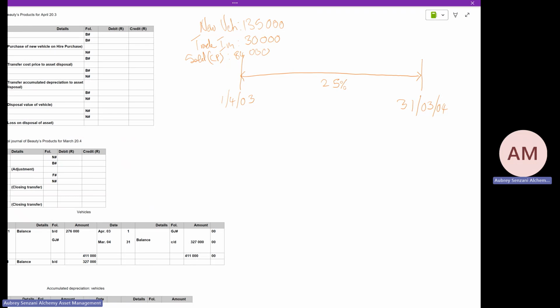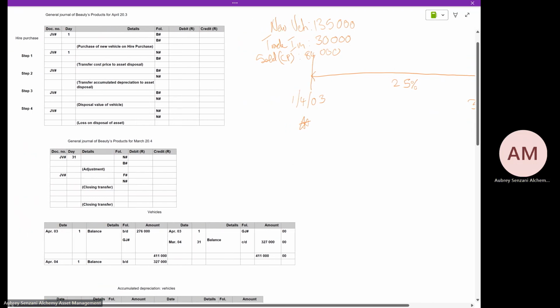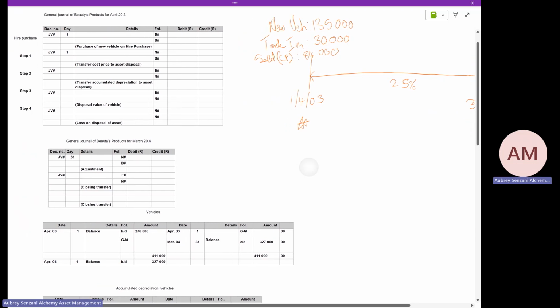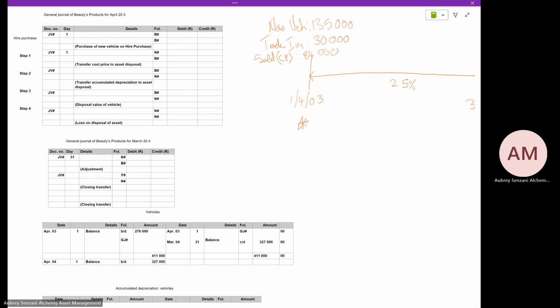So they want us to record in the journals what took place on the 1st and what took place on the 31st of March. I've been saying May, but that's March. So here, you obviously have to start with what happened on the 1st. The easiest way to go about this is to start with the actual purchase of the vehicle. And with the purchase, we know we bought on credit, so we're going to write the name of our creditors.